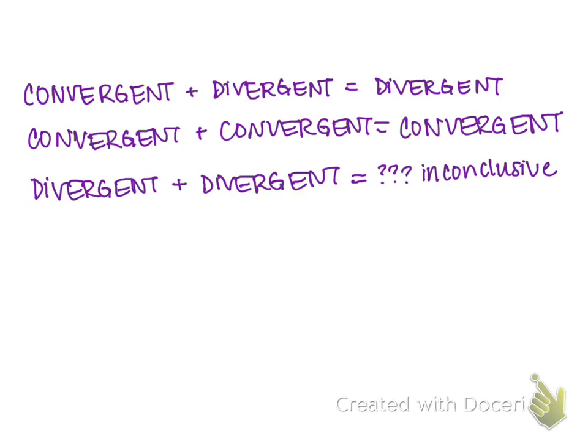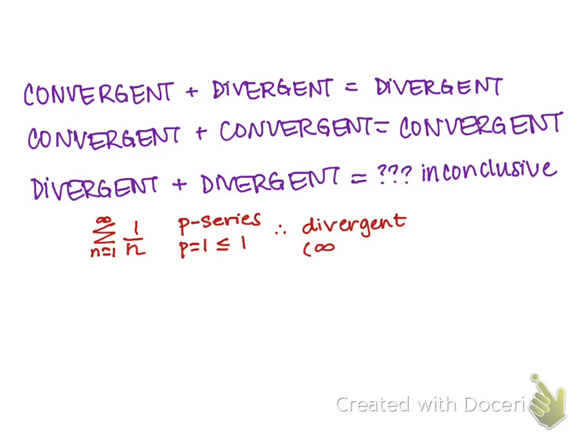So if I consider the infinite series from 1 to infinity of 1 over n, well, we know that this is a p series. p is 1, which is less than or equal to 1, and therefore this is divergent. It adds up to infinity, right?